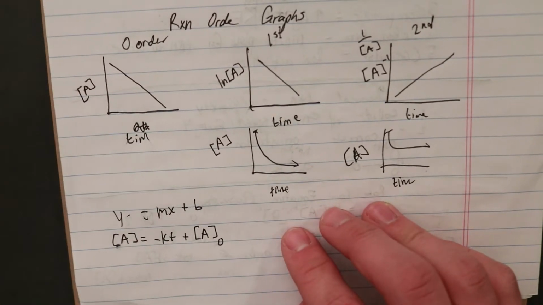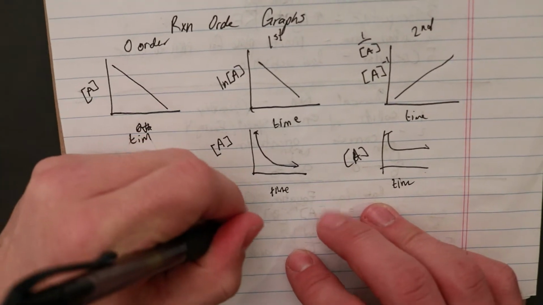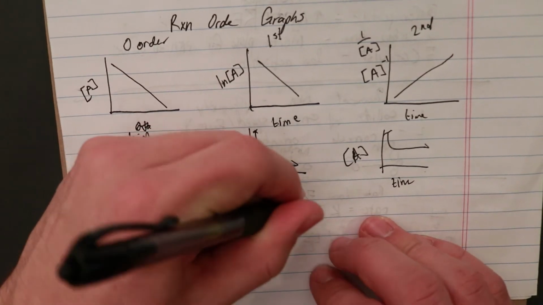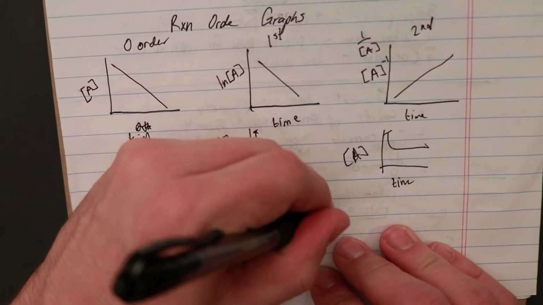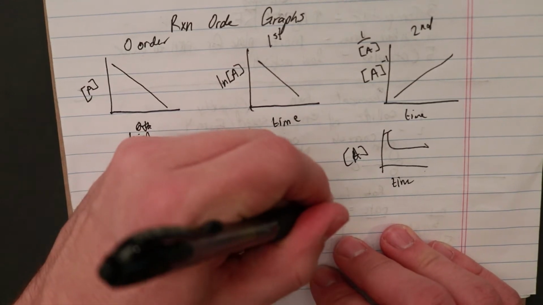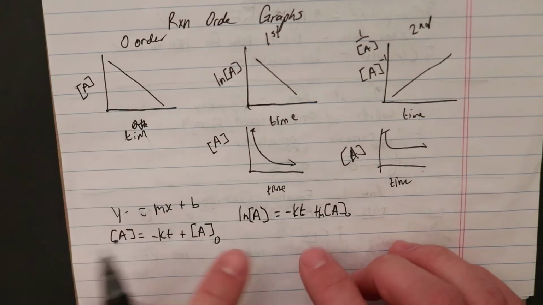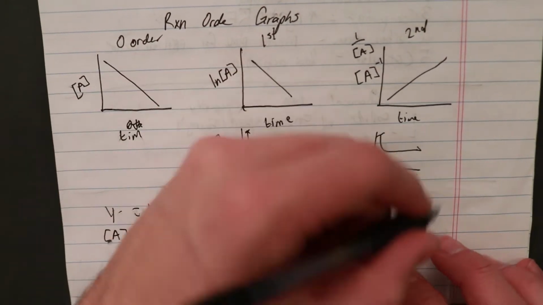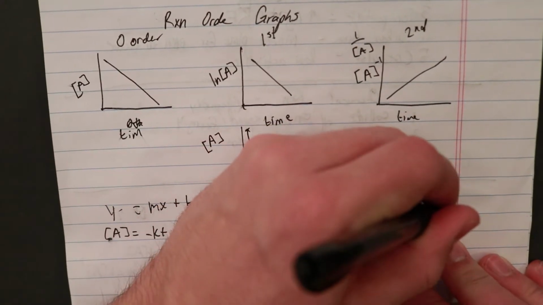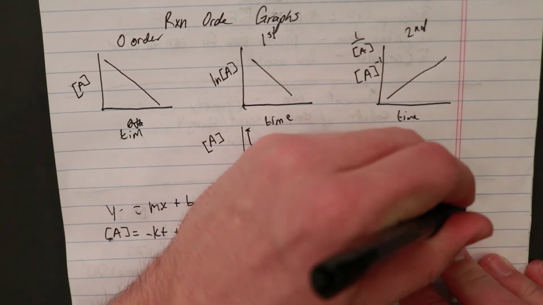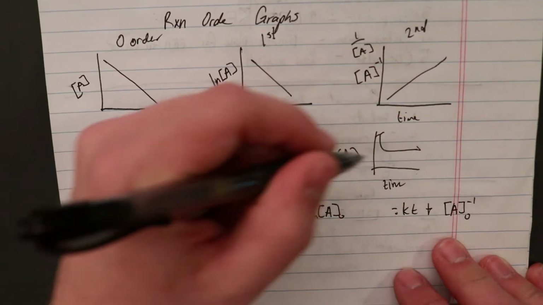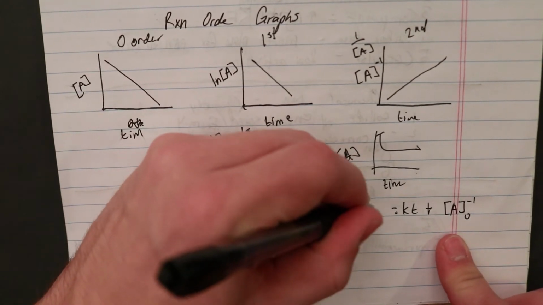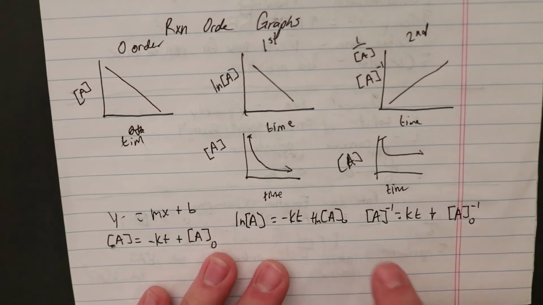For the first order reactions, it's going to be the natural log of A equals negative kT plus the natural log of the initial concentration. So very similar setup to this one over here, only we're using natural logs. And then for the second order one, it is positive, so kT is going to be positive plus the inverse of the initial concentration of A. And then concentration of A to the negative 1 as well.